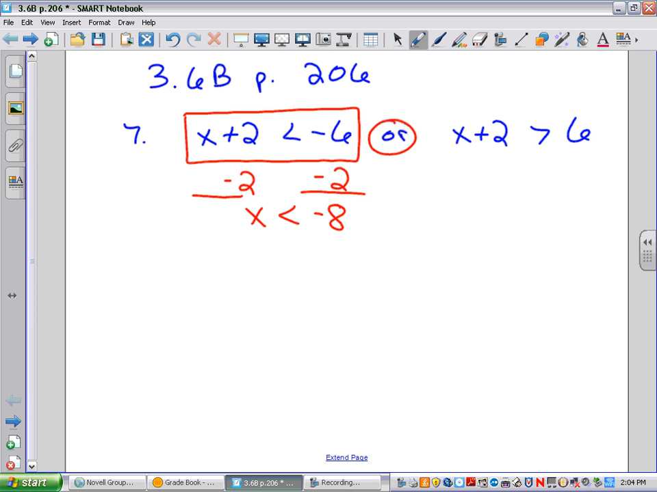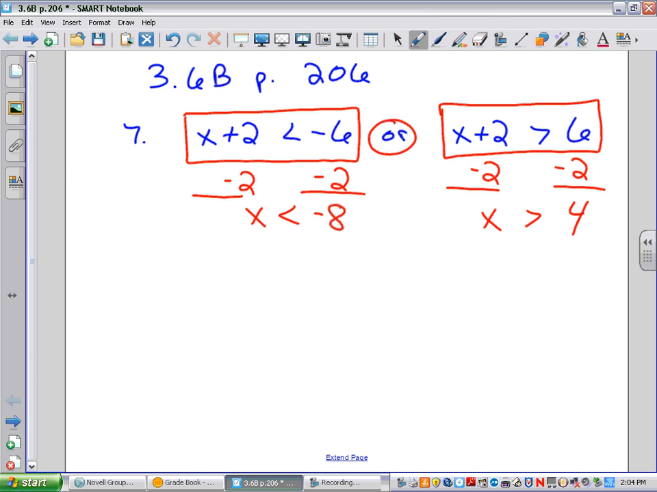Then go to the other side, which is this one. I'll put a box around it. And this one again, you just subtract 2 from both sides. Now, we're subtracting 2 on each of them. That's just a coincidence. That won't happen every time. You solve the left one one way, the right one a completely different way, usually. So this turns out to be x is greater than 4.